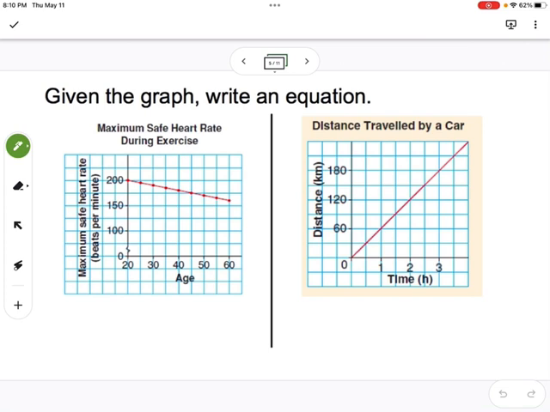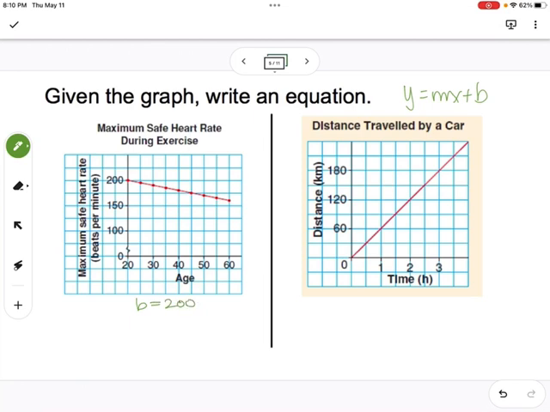Given the graphs, write an equation. These are both linear. We notice these both have a straight line, meaning we're in the form y equals mx plus b. Like we said, m is our slope or our rise over run, and b is our y-intercept. For this first graph, our b, where it hits the y-axis, is at 200. So b equals 200.